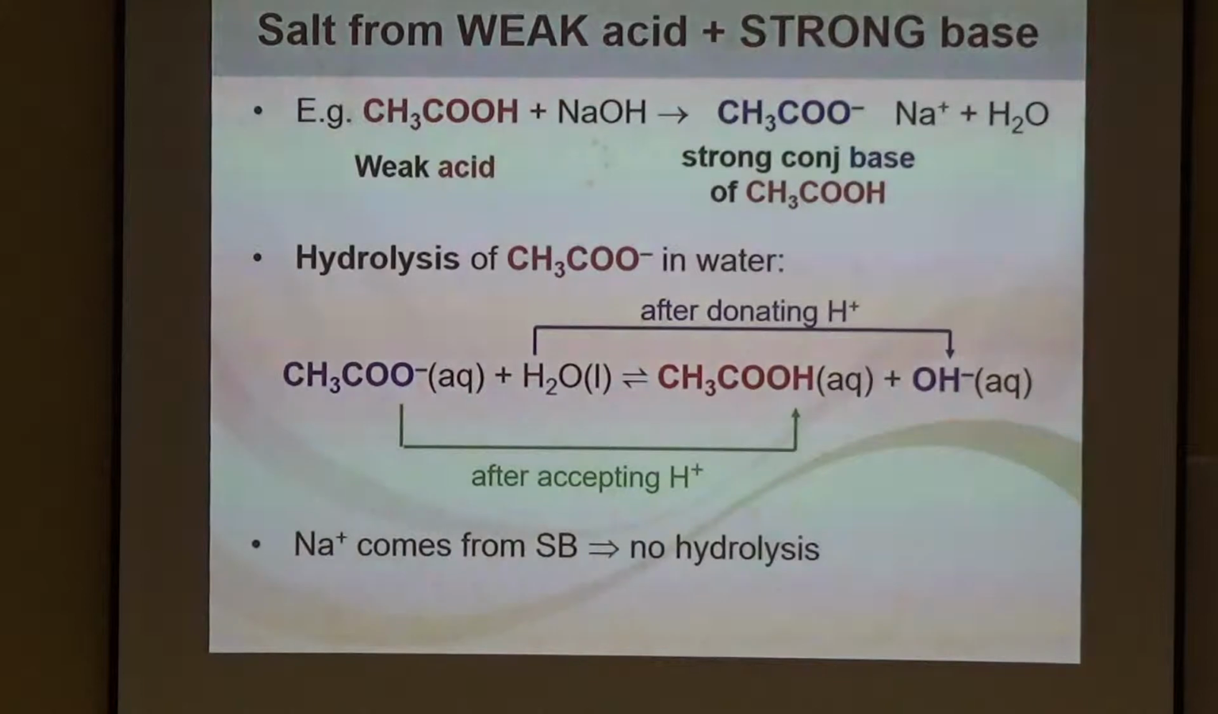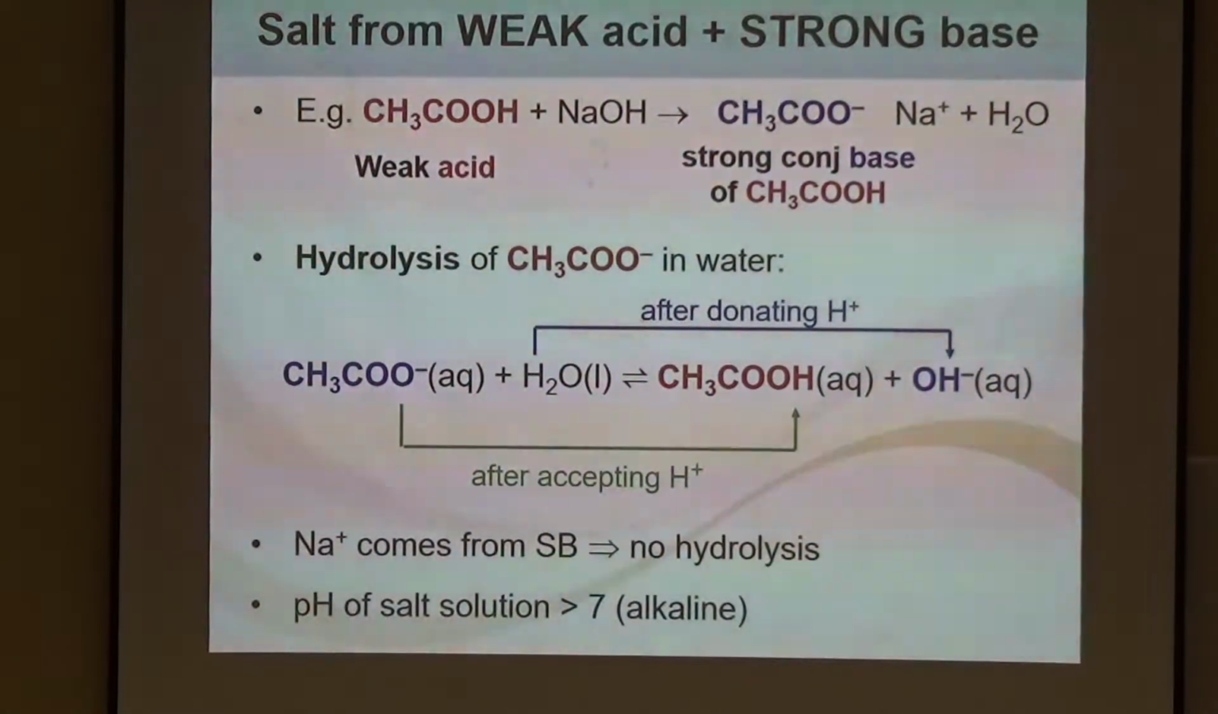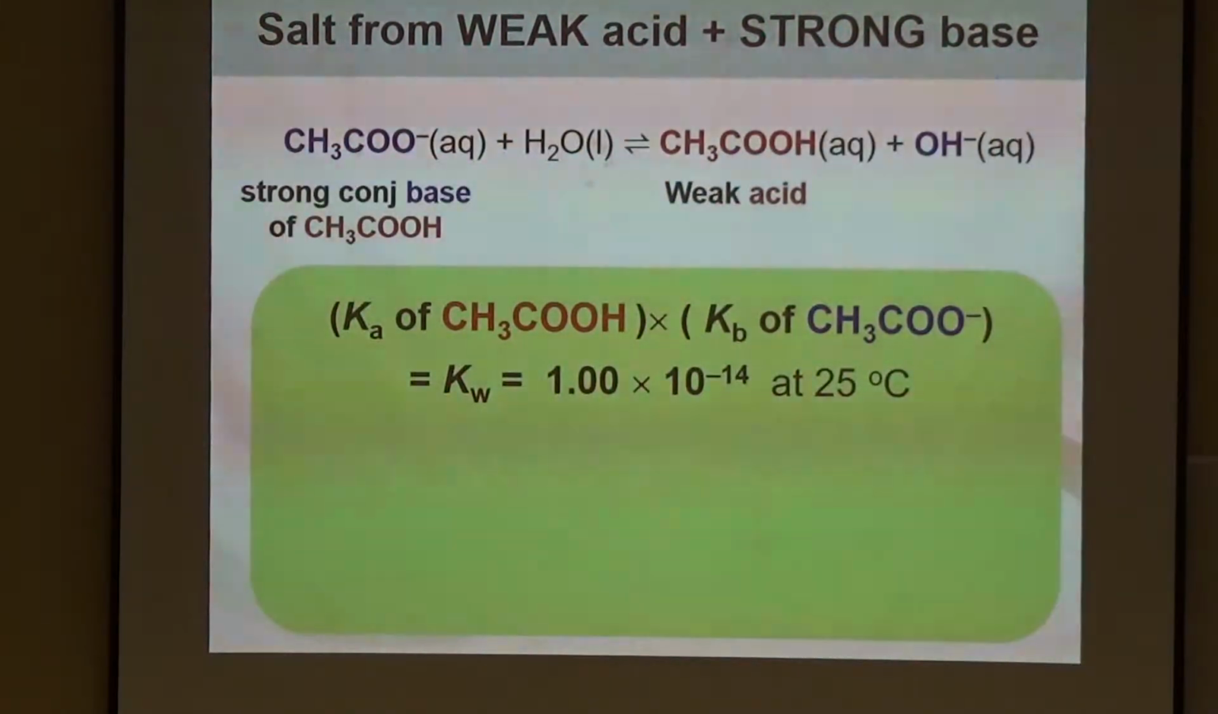Okay, so the Na plus comes from a strong base, sodium hydroxide, so there's no hydrolysis. Now because there is an excess of OH minus here, the pH of this salt solution, if you make it, will be greater than 7, which is alkaline.